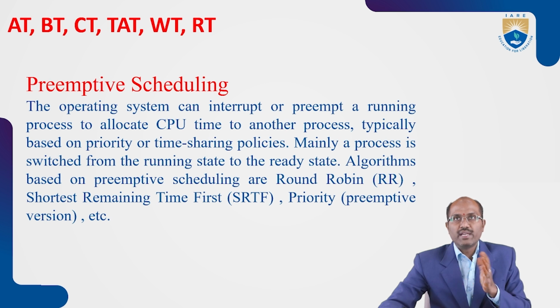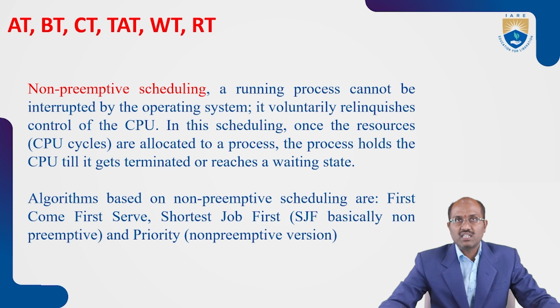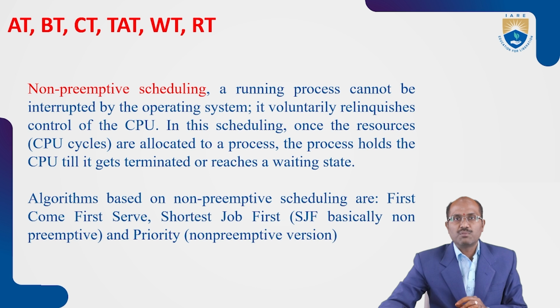Preemptive scheduling algorithms are round robin and shortest remaining time first. These come under the preemptive scheduling process. Non-preemptive means once a process is submitted to the CPU, it completes its entire execution. That comes under non-preemptive. It means the process voluntarily relinquishes control of the CPU to give to the next process. The process completes the entire execution, then it goes to the next process. First come first serve and shortest job first all come under the non-preemptive scheduling nature.